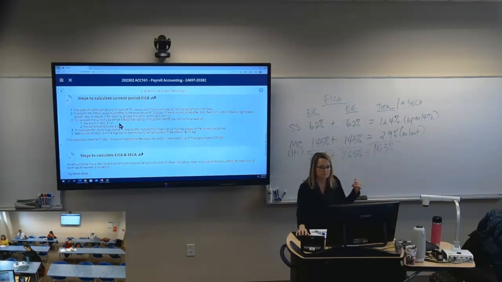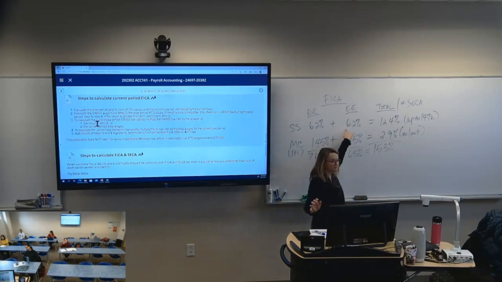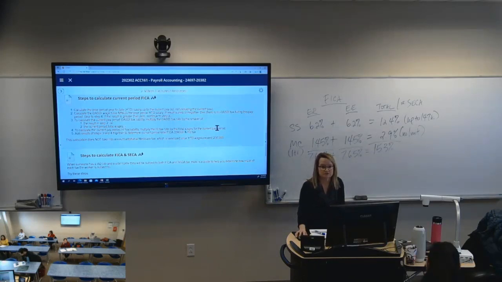So in our case, it was greater than 0, it was 3250. Multiply the OASDI tax rate by the smaller of the result in step 2 or the current period total wages, whichever is smaller. The current period total wages were 6250. The result in step 2 was 3250. So the smaller of those two is the 3250. That's what we're going to multiply by the Social Security tax rate. And then here's the current period Medicare, just multiply by the tax rate and then add the results together.